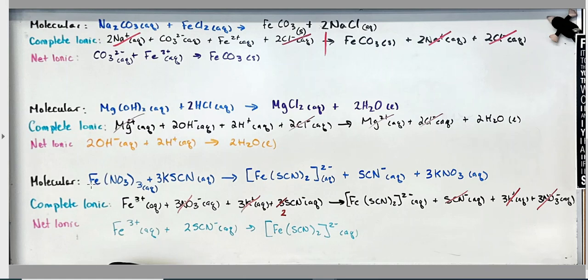The final one we're going to look at is iron nitrate and potassium thiocyanate, giving iron 3 nitrate, potassium thiocyanate, this iron thiocyanate ion complex, and potassium nitrate. So once again, I'm going to break everything up that I can. I can't break up this whole complex here because it is a polyatomic ion. And now I'm going to cancel things out. I have an NO3, an NO3, a K, a K. I have 3 SCNs here, and I have 1 SCN here. I'll cancel one of those out to leave me with 2, and I'll get my final ionic equation.